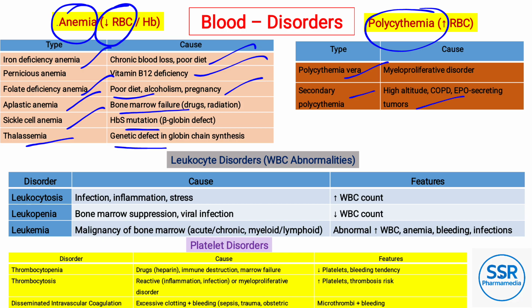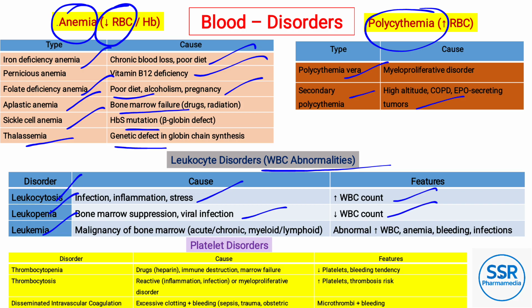So due to this, it formed the polycythemia. Polycythemia means increased RBC. Now we will move to the abnormalities of WBC, the leukocyte disorders. These are leukocytosis, leukopenia, leukemia. There are 3 disorders. Leukocytosis is caused by infection, inflammation and stress, so it increases WBC counts. And leukopenia is due to bone marrow suppression and viral infections, with decreased WBC count.